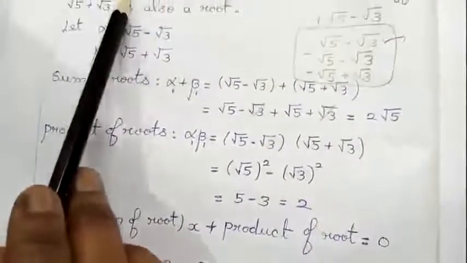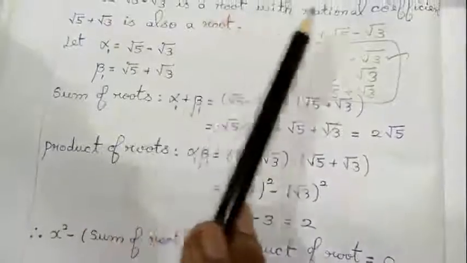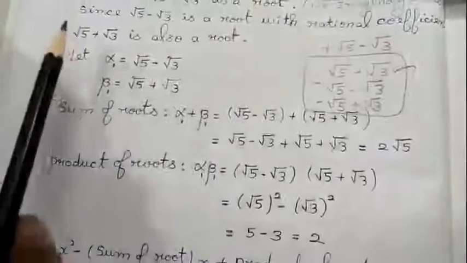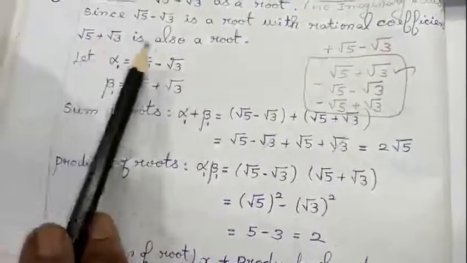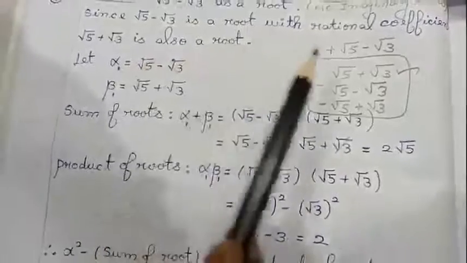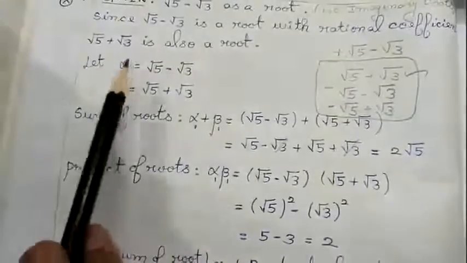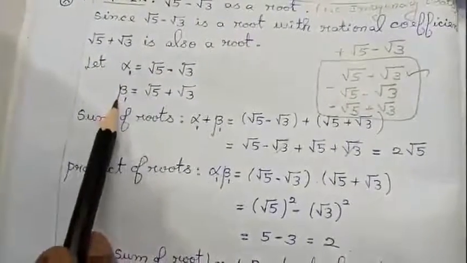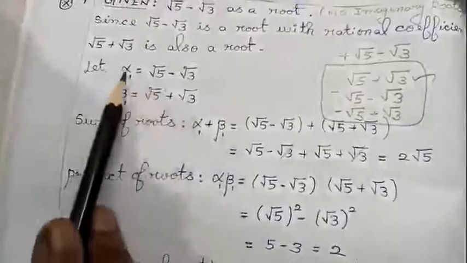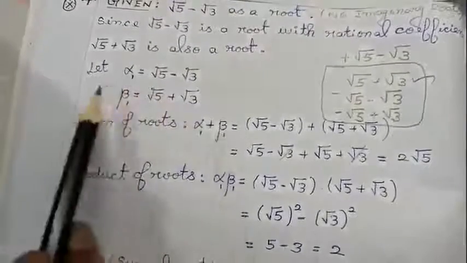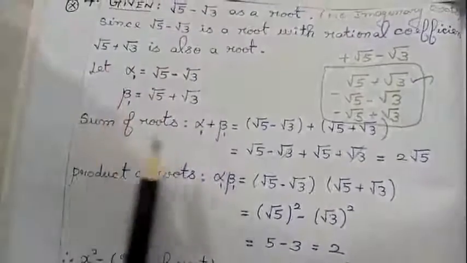Since root 5 minus root 3 is a root with a rational coefficient, I'm taking the first one, that is root 5 plus root 3, is also a root. You can take anything according to your convenience. You can take any three combinations. I'm going to write it as alpha 1 and beta 1. For our understanding, I'm just taking it as alpha 1, beta 1, or you can take it as alpha 1 and alpha 2. It is according to your wish.